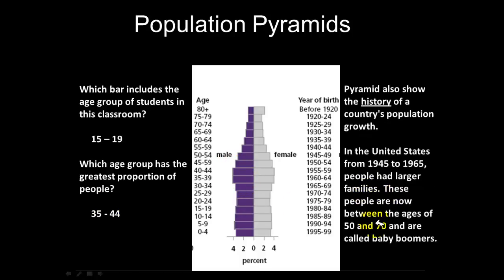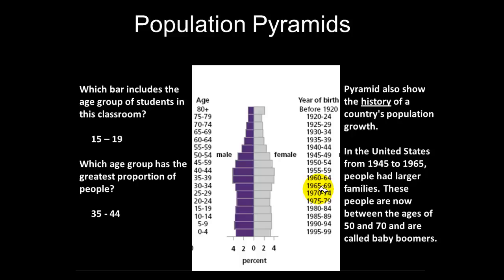Now, we're getting back to population pyramids. They also show the history of a country's population growth. And when we're talking about that, we can see from taking a look here from 1945 through 1965, the United States experienced a huge population growth. During this time, people had larger families. This is what was called the baby boom.